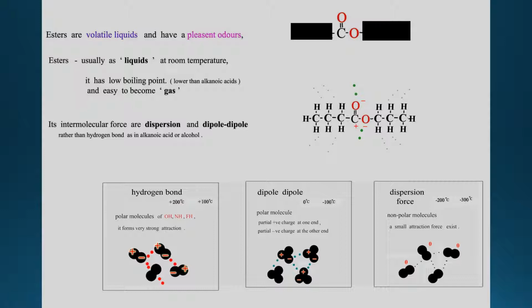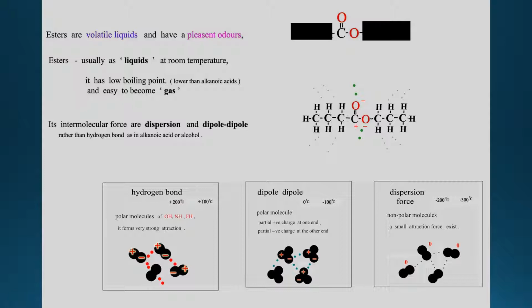A hydrogen bond must contain an OH, NH, or FH. If you look at ester, COO, they are polar, but they are not OH or NH. They are only partially polar, so they do not form hydrogen bonds. They belong to dipole-dipole, which is partially polar. So they form dipole-dipole between molecules.